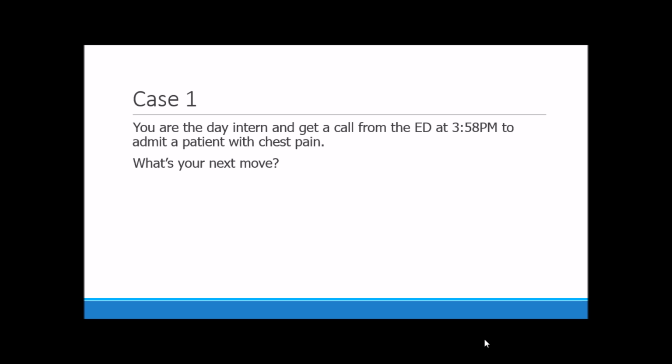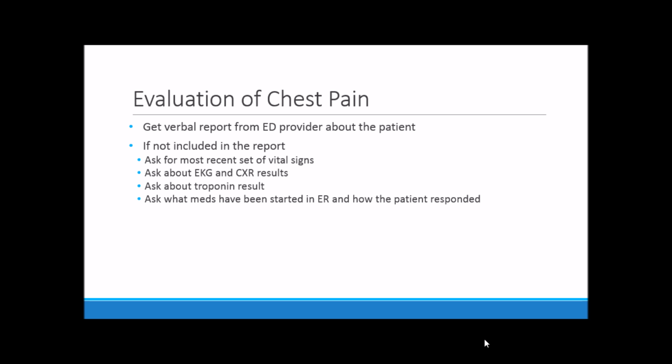Okay, so some of that stuff. Age, history. Yeah, all the history stuff. It's great. But what else do you want to know? Yeah, you want to know EKG. You want to know vitals. You want to know troponin. Probably want to know chest x-ray. And you probably want to know if they're currently having pain. So you get a verbal report from the ED provider.